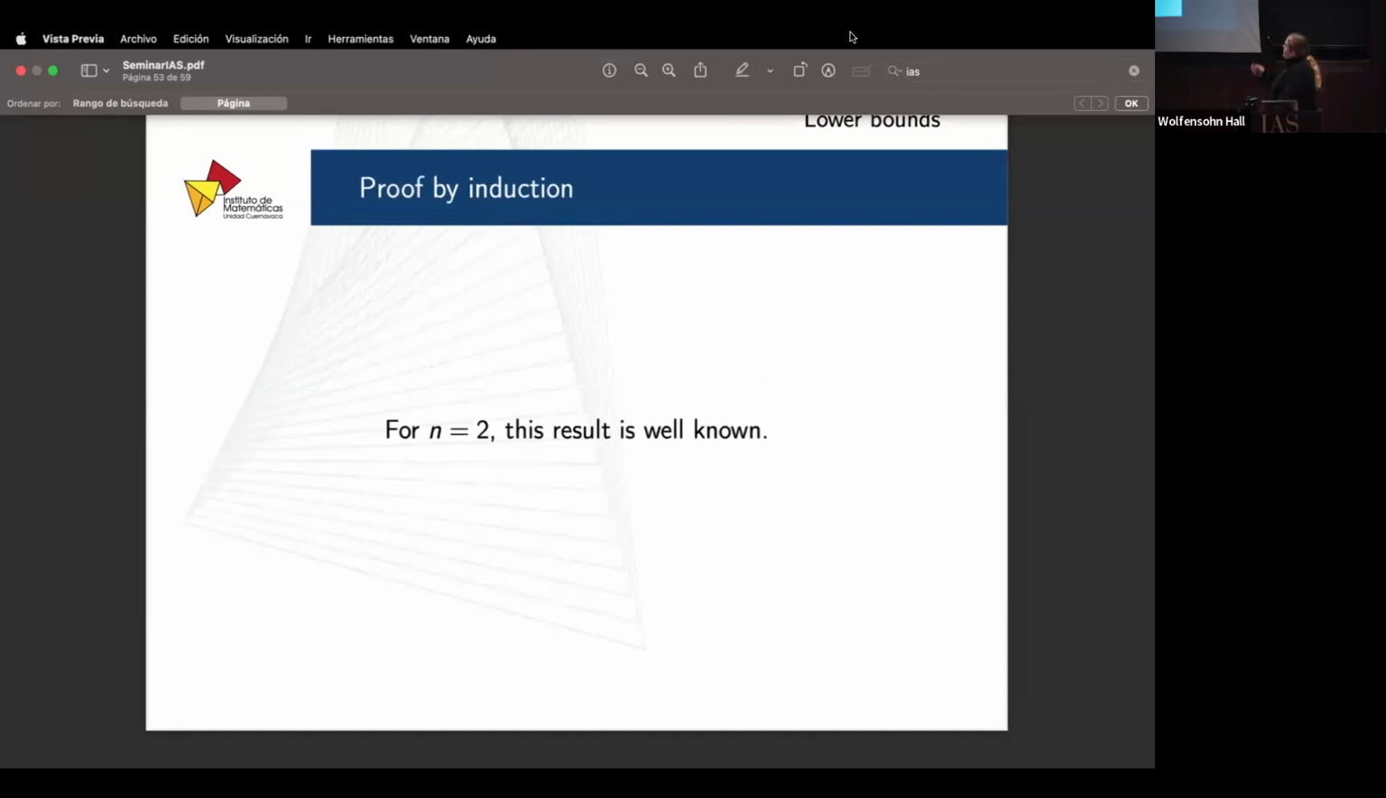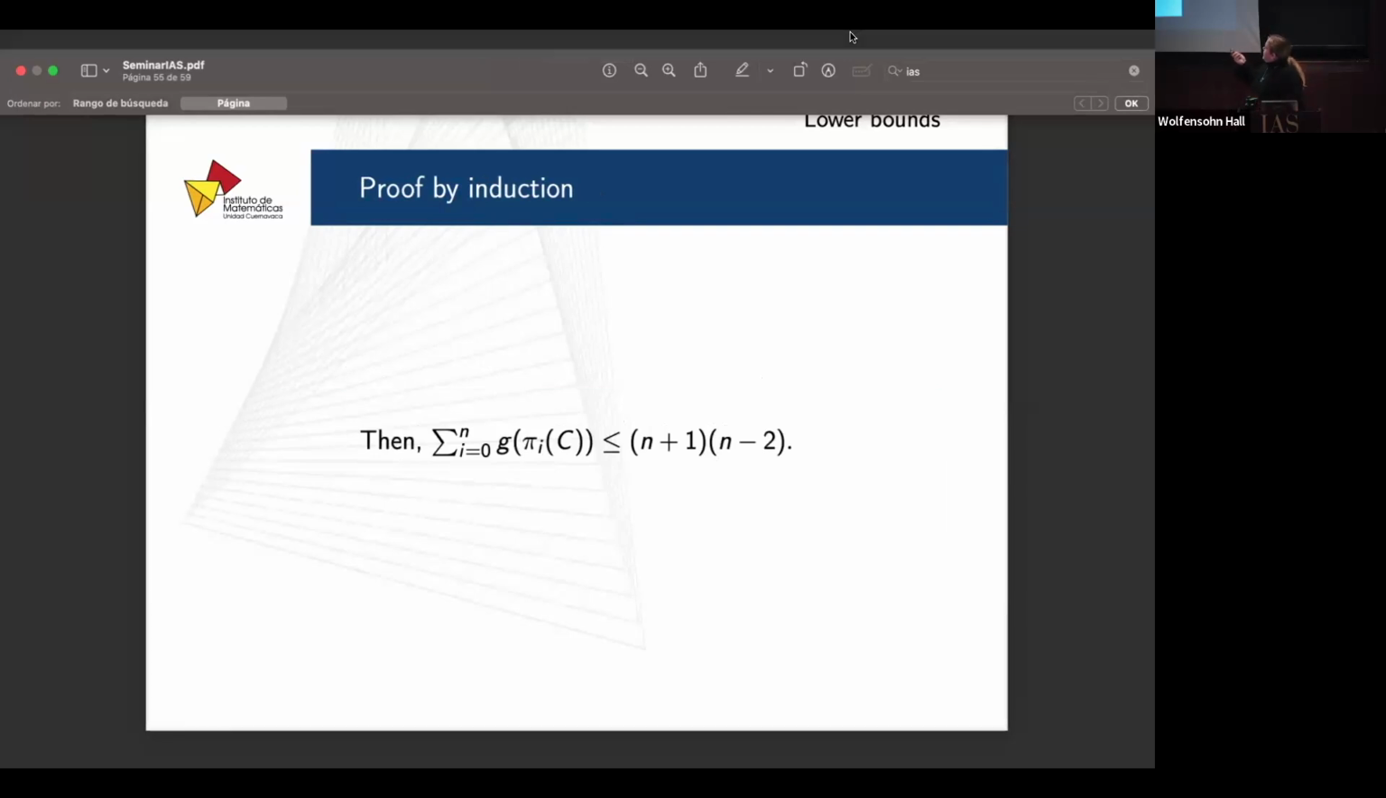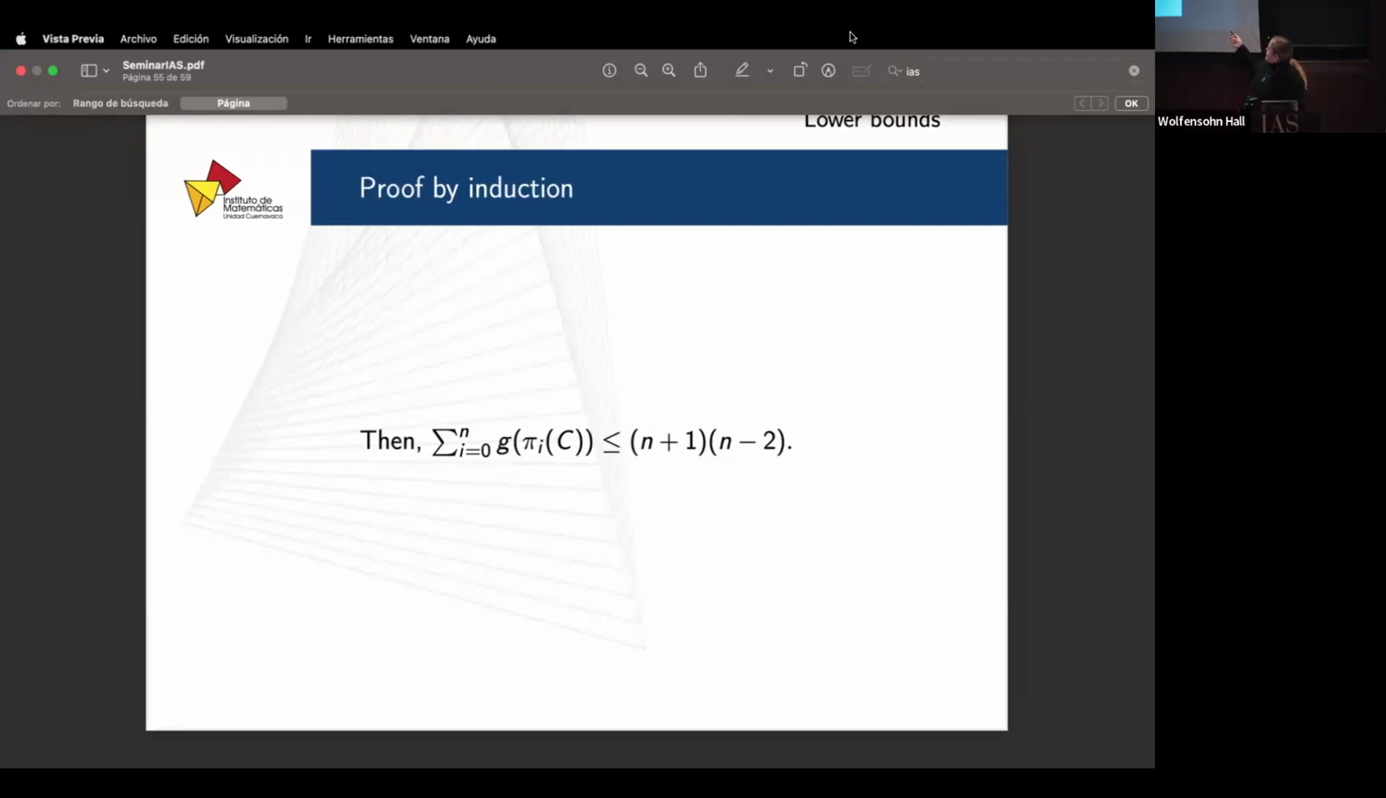And then if we want to make the proof by induction, for n equal to 2, the result is well known, is the case of hypersurfaces. And we can suppose that it's true for n minus 1, that any cubic curve has a genus at most n minus 2. And then we can make again the sum of all the genus of the projections. We're going to have n plus 1 projections, and all of them have at most genus n minus 1, then the sum is bounded by this number.